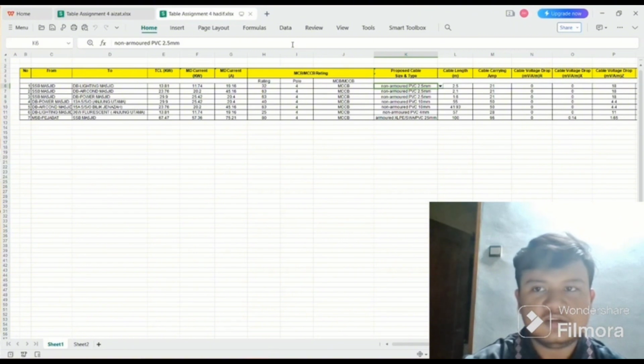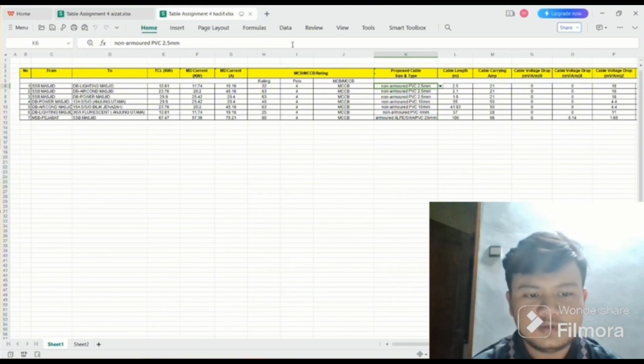Lastly, the cable voltage drop. Each cable has its own impedance. When current flows through the cable, there will be a voltage drop within the cables. When the size of the cable is bigger, the impedance of the cable becomes smaller and hence produces lower voltage drop.